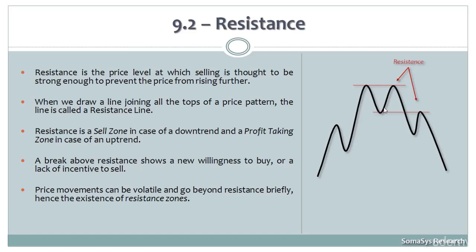Now a break above resistance shows a new willingness to buy or a lack of incentive to sell. A break of a resistance indicates that buyers have increased their expectations and are willing to buy at even higher prices. Now price movements can be volatile and go beyond resistance briefly, hence the existence of resistance zones.